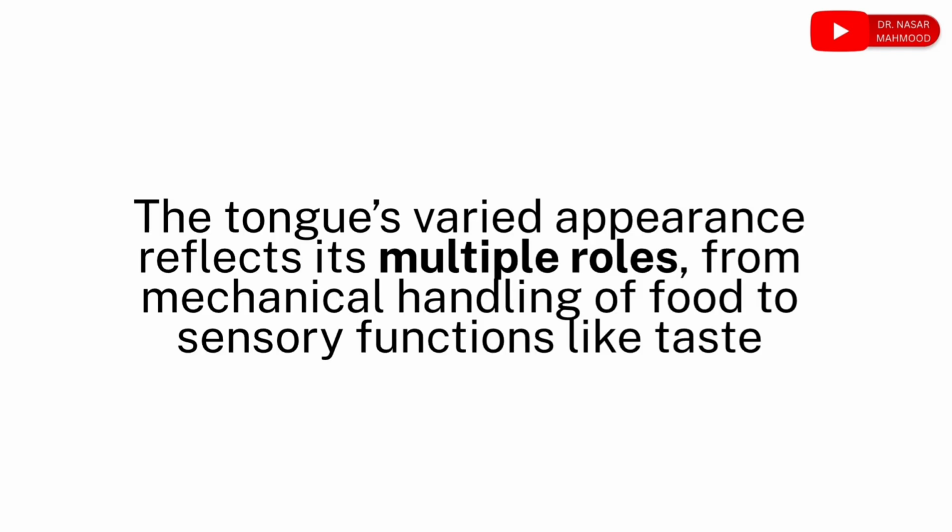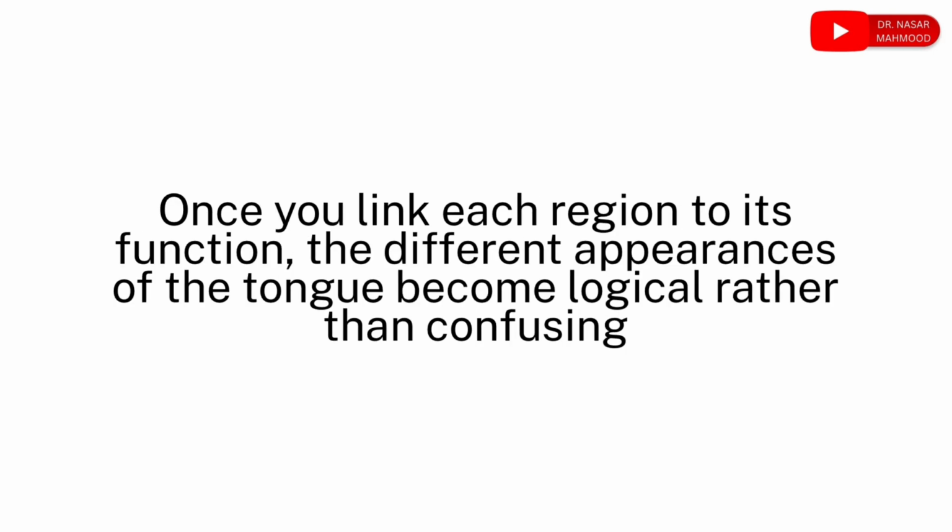So in summary, the tongue's varied appearance reflects its multiple roles, from mechanical food handling to sensory functions like taste. Once you link each region to its function, the different appearances of the tongue become a lot more logical rather than confusing. I hope that made sense.